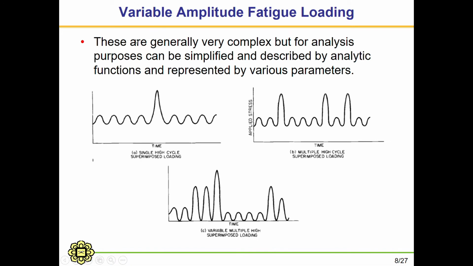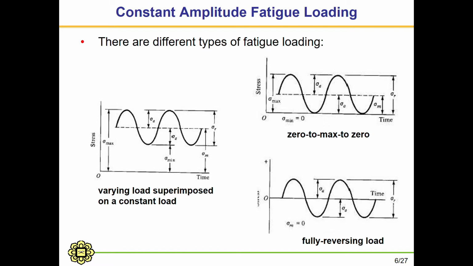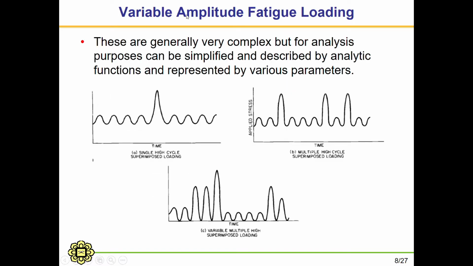Okay, now take a look at this plot, where it is different compared to the other one, which is the constant amplitude fatigue loading, while this is variable amplitude fatigue loading. These are generally very complex, but for analysis purposes can be simplified and described by analytic functions and represented by various parameters. For example, if you see this plot, this is quite constant until it reaches a certain time and the peak has increased. But this is only one. That's why we say that as single high cycle superimposed loading.